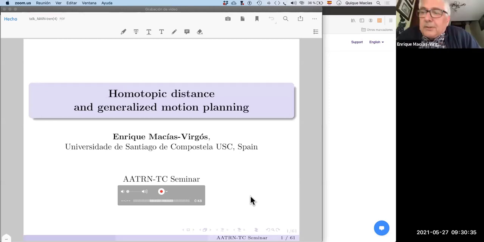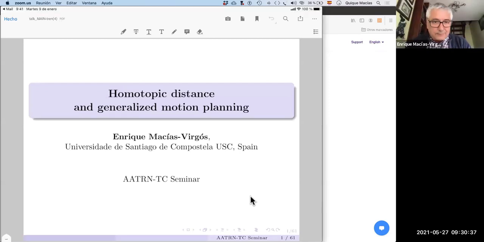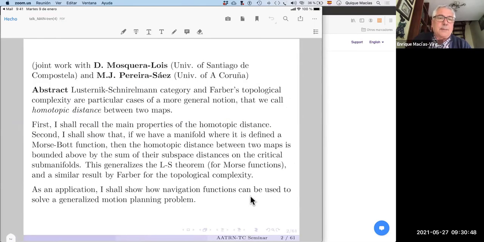Okay, thank you very much to the organizers for inviting me to give this talk. As John said, I will speak about the homotopic distance and generalized motion planning. This is a joint work with David Mosquera and Maria Jose Pereira, and I shall explain how Lusternik-Schnirelmann category and Farber's topological complexity are particular cases of a more general notion that we call homotopic distance between maps.